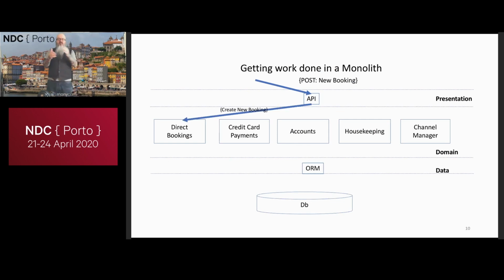And then effectively what would tend to happen is I would create a new booking using the direct bookings module. I've got some types in there I can create stuff with. And then probably I would save that early form of the new booking, saying I had a tentative new booking, to the database via my ORM.